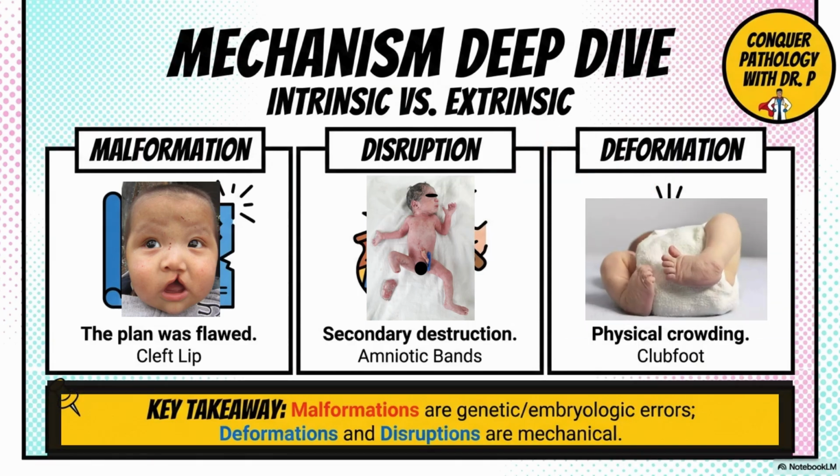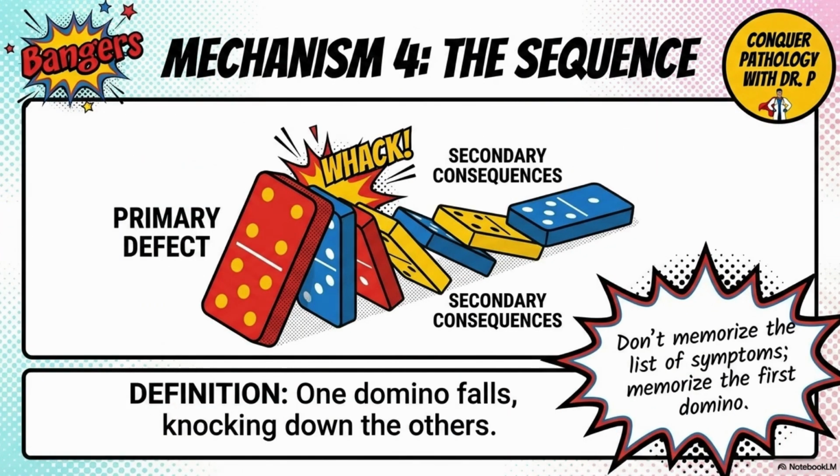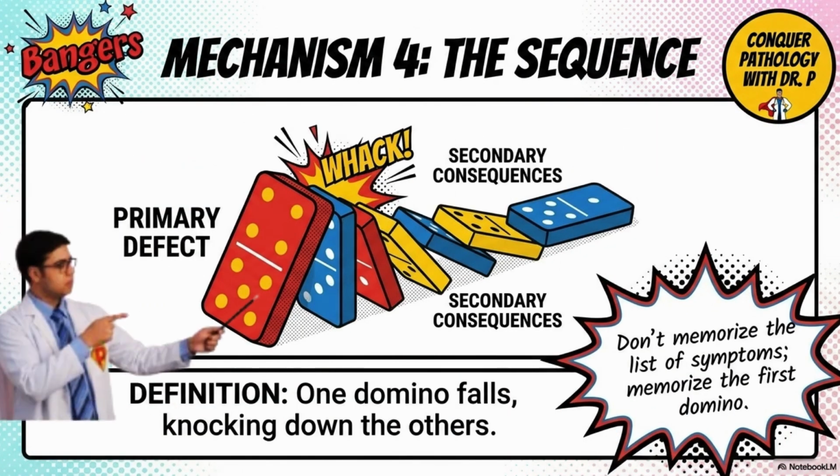The key takeaway here is malformations are genetic or embryological errors. Deformations and disruptions are mechanical errors. Now let's look at the sequence. Think of it as one domino falls, knocking down the others. For your exams, don't memorize the list of symptoms, instead memorize the first domino. If you know the first event, you can deduce the rest.